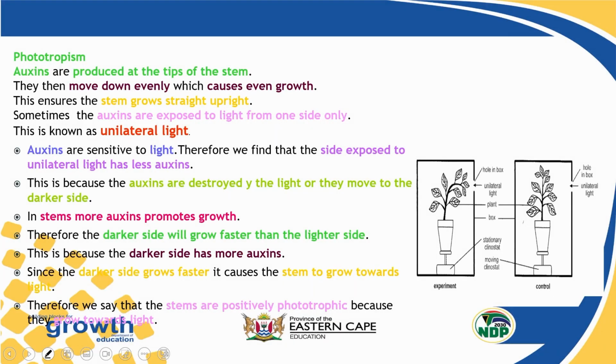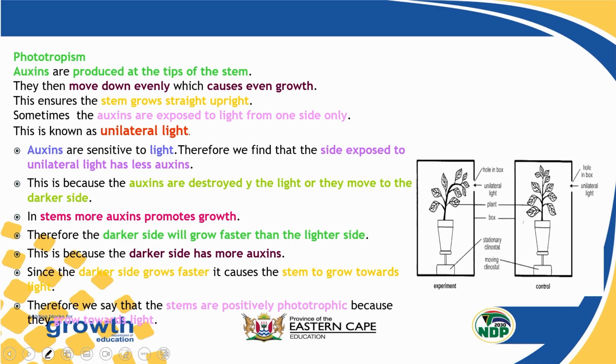Okay, still on phototropism, let's look at the plant on this side. We've got a plant that has been put in a box. It's an experiment. And another plant has been put in another box, but a hole has been opened in both of these plants. If you look at this plant, light is coming from one side.